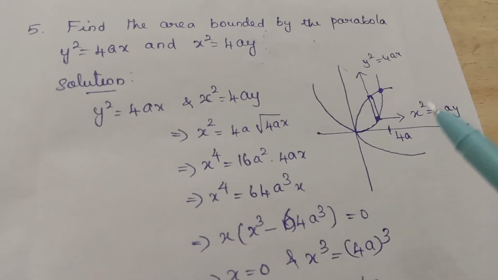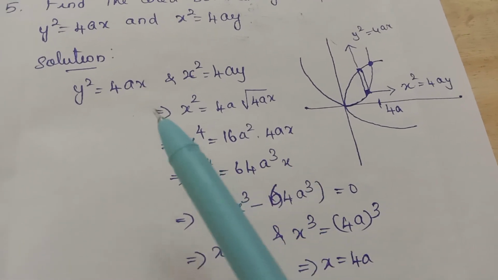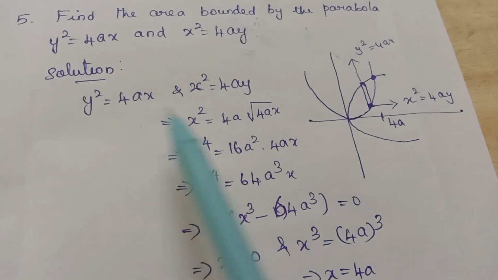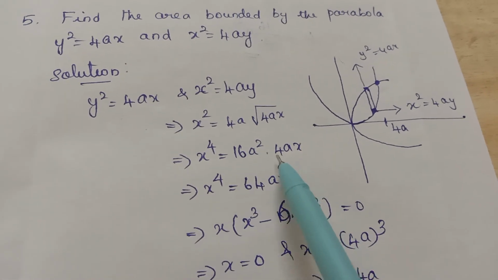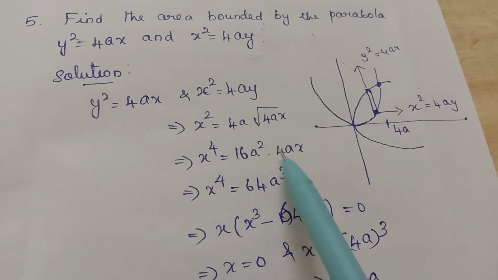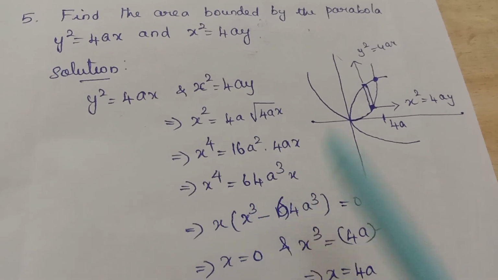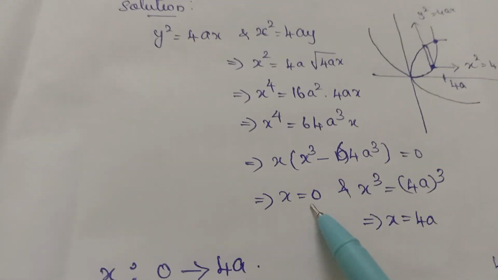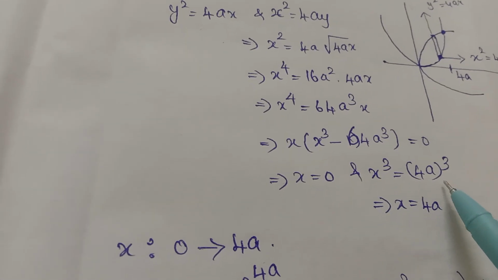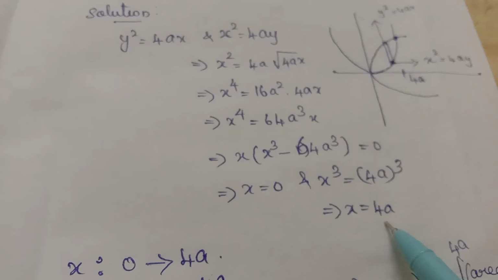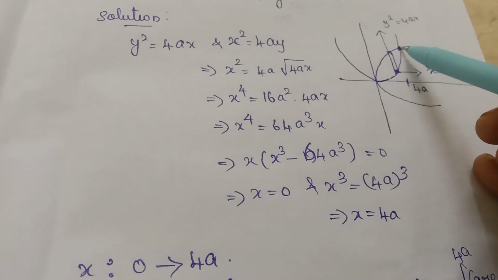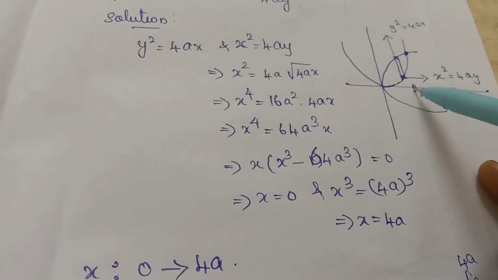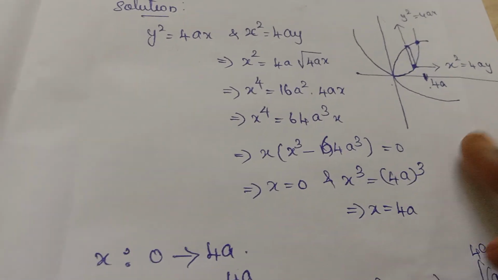Now let us find the limits. Here see x square equal to 4a y, no, instead of y you substitute root 4ax. So 16a square into x power 4 equal to 16a square into 4ax. So x power 4 equal to 64a cube x. That means x equal to 0 or x cube equal to 64a cube, so x equal to 4a. That means they will cut at the point 4a. That is, this point is there, no? They are cutting at 4a. So the limits are from 0 to 4a.